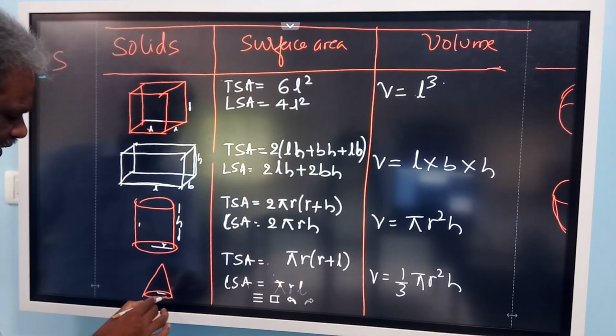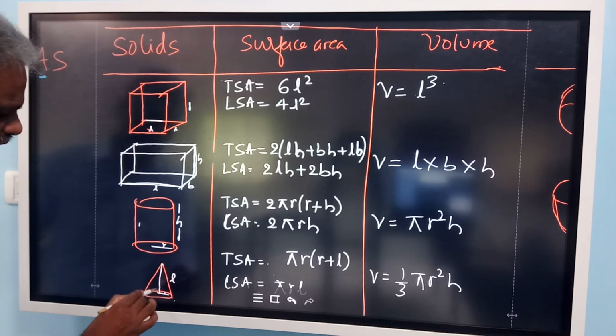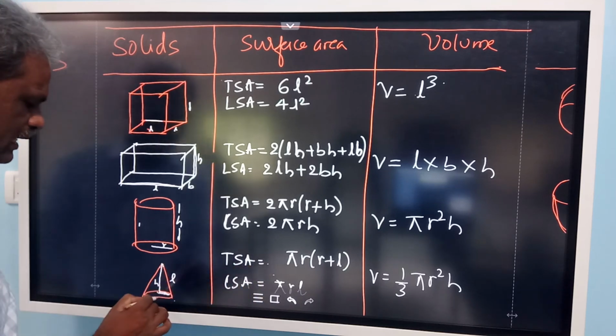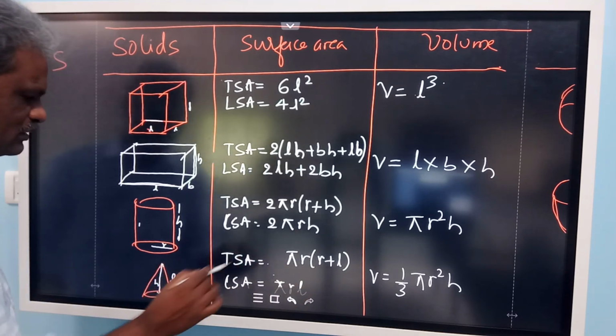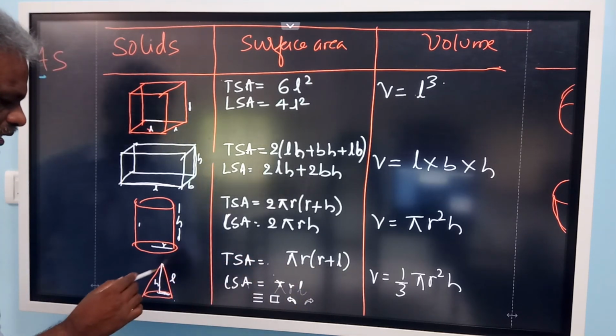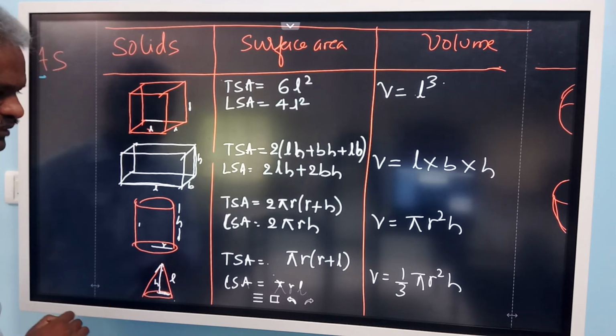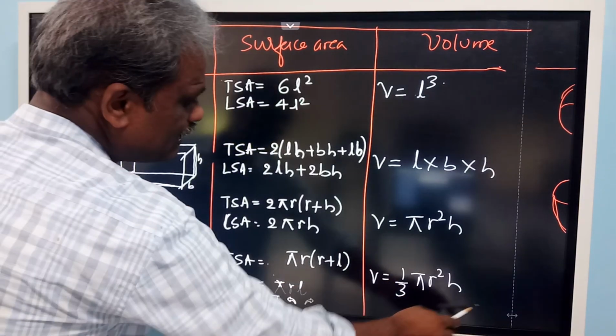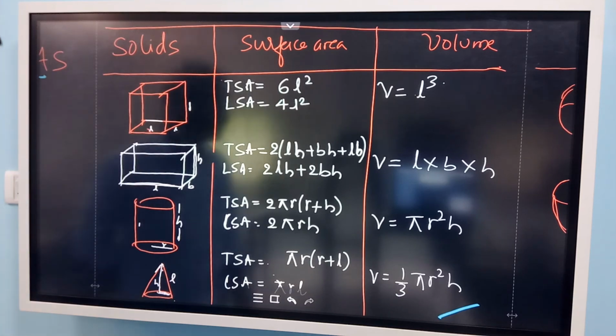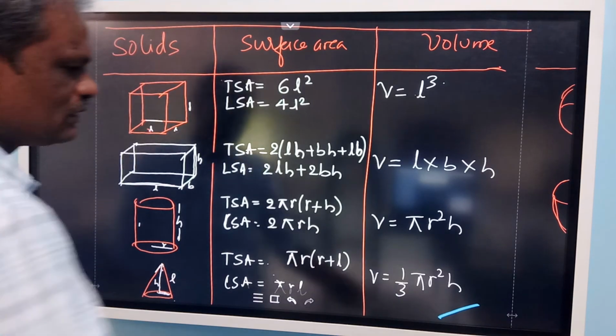Suppose this is the radius R, this is the slant height L, this is the vertical height H. Radius, slant height, vertical height. So pi R into (R plus L) gives you the total surface area. Pi R L gives you only the lateral, that is the curved surface area. Volume here is 1/3 of pi R square H. So that is about the cone.